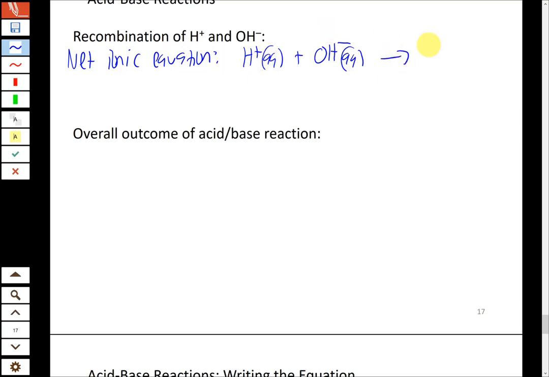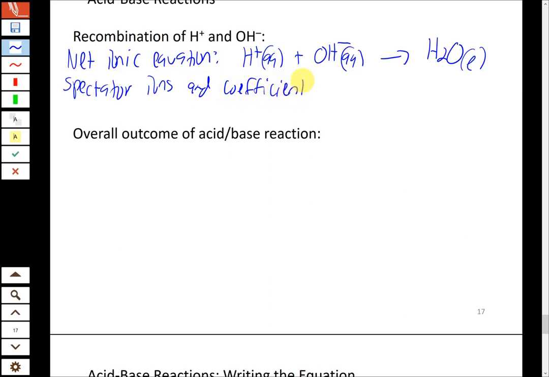Anybody want to guess what the product is? Let's see. What's something that has 2 hydrogen and oxygen in it? Water, right? So H2O, either liquid or aqueous, however you want to write that. But you form water by combining the H plus from the acid and the OH minus from the base. So that's the net ionic equation for most acid-base reactions. All right, so the spectator ions that are present and the coefficients in the equation are going to depend on the identity of the acids and bases that you're using.